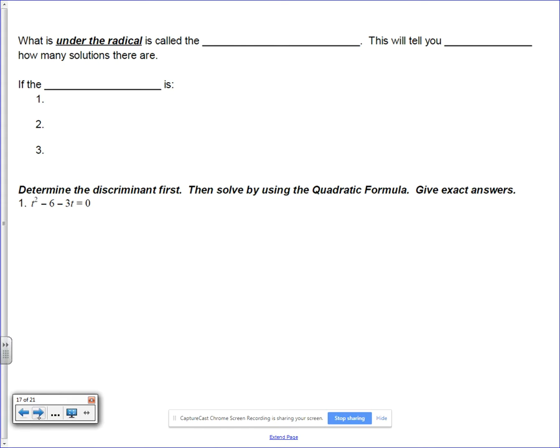Under the radical is called the discriminant. This will tell you exactly how many solutions there are. And I erased my pictures from last Friday on the 3 different cases, right? If the discriminant is, where do you want to start? Positive.